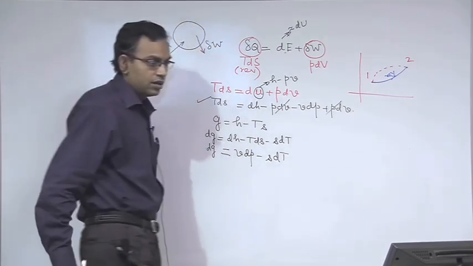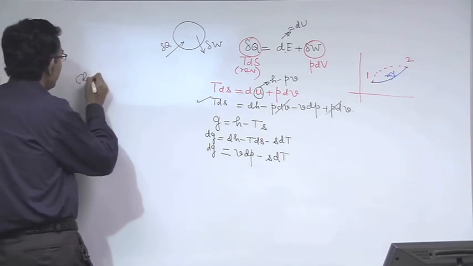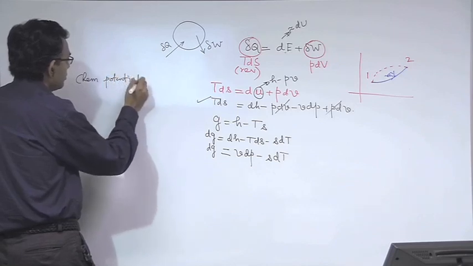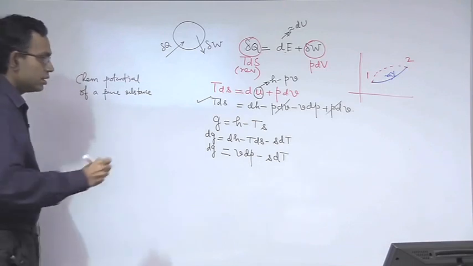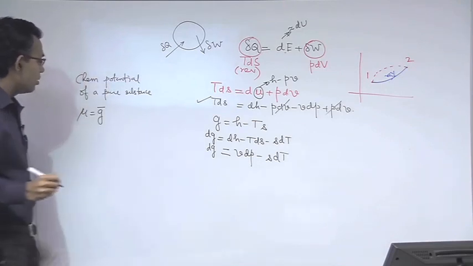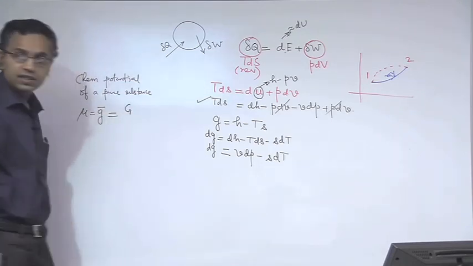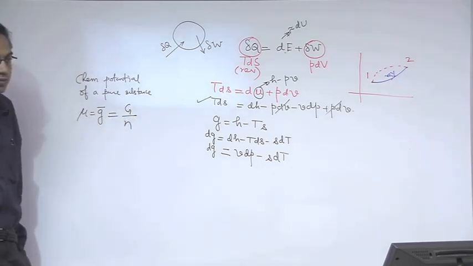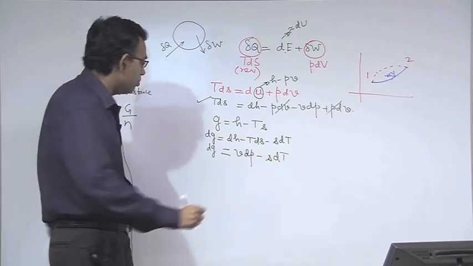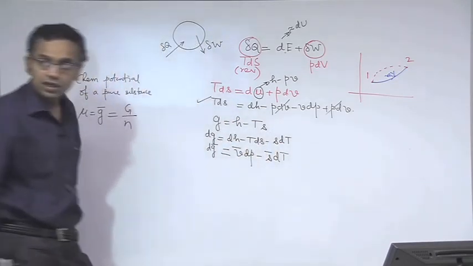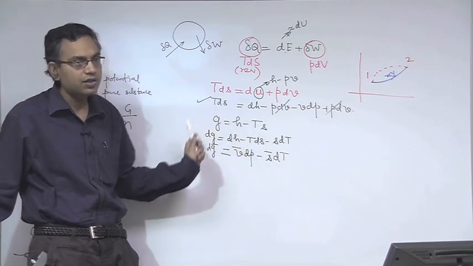Now, the chemical potential of a pure component, or a pure substance, is defined as mu equal to G bar. Bar at the top, when I use it, means molar quantity, per mole. Capital G is the extensive property, so G by the number of moles. This equation is written on a mass basis, but you can easily write it on a molar basis. Just write in terms of per unit mole instead of per unit mass. Just convert from mass basis to mole basis, and all parameters will change equivalently.